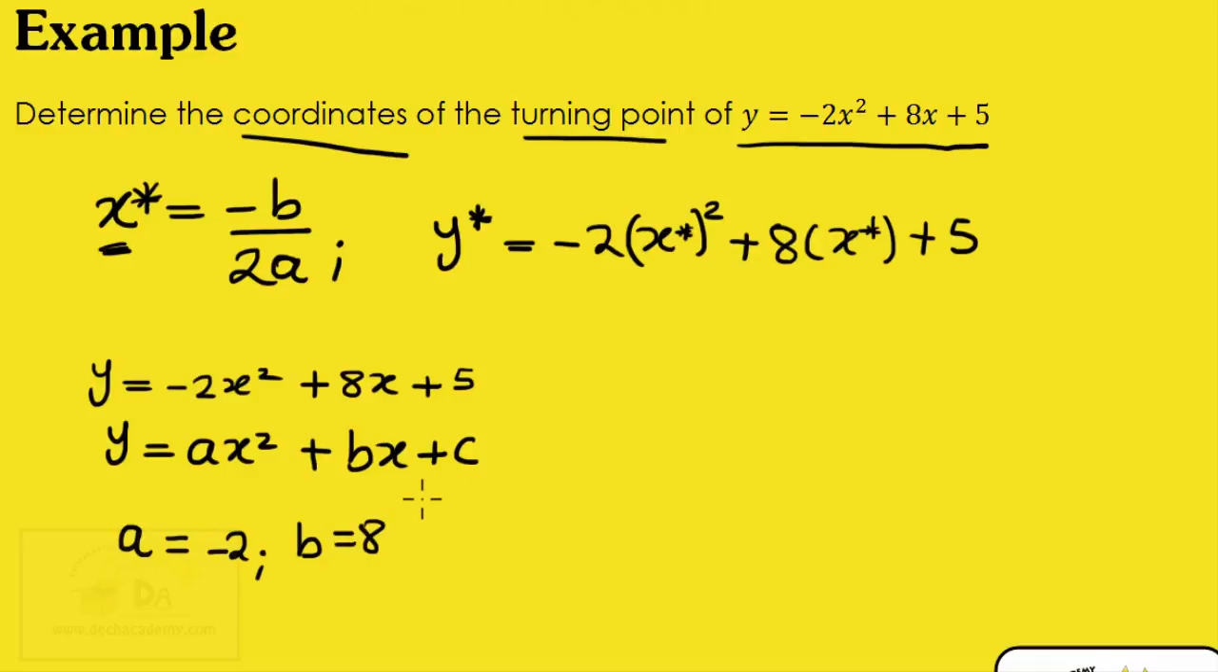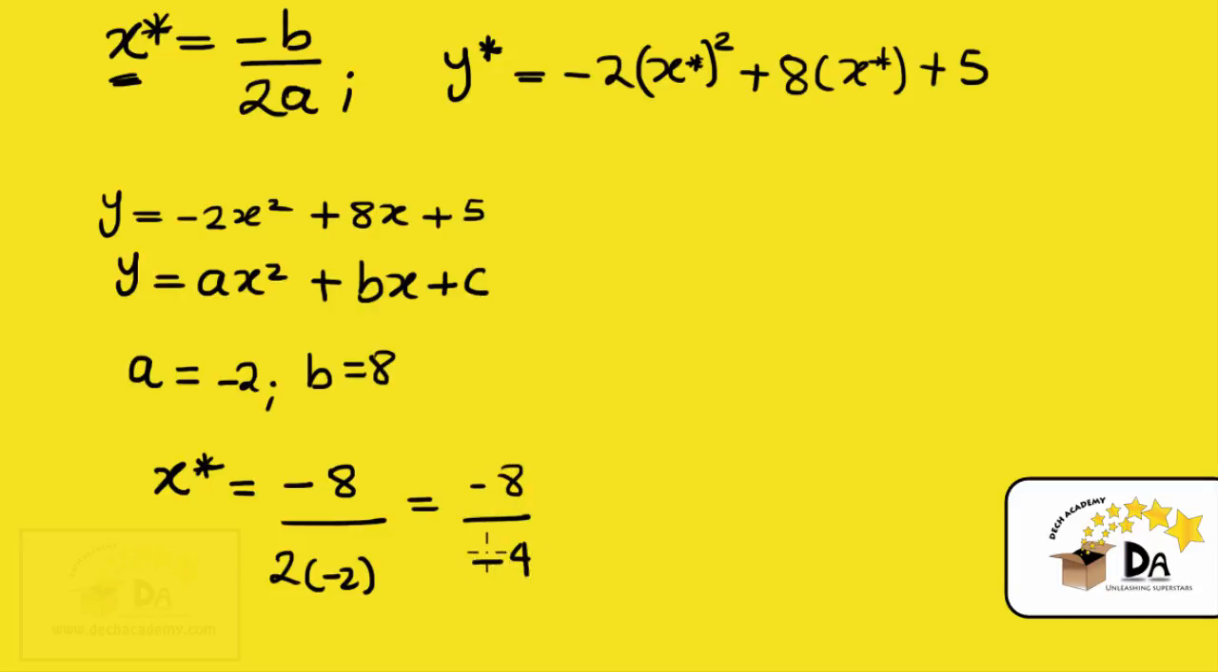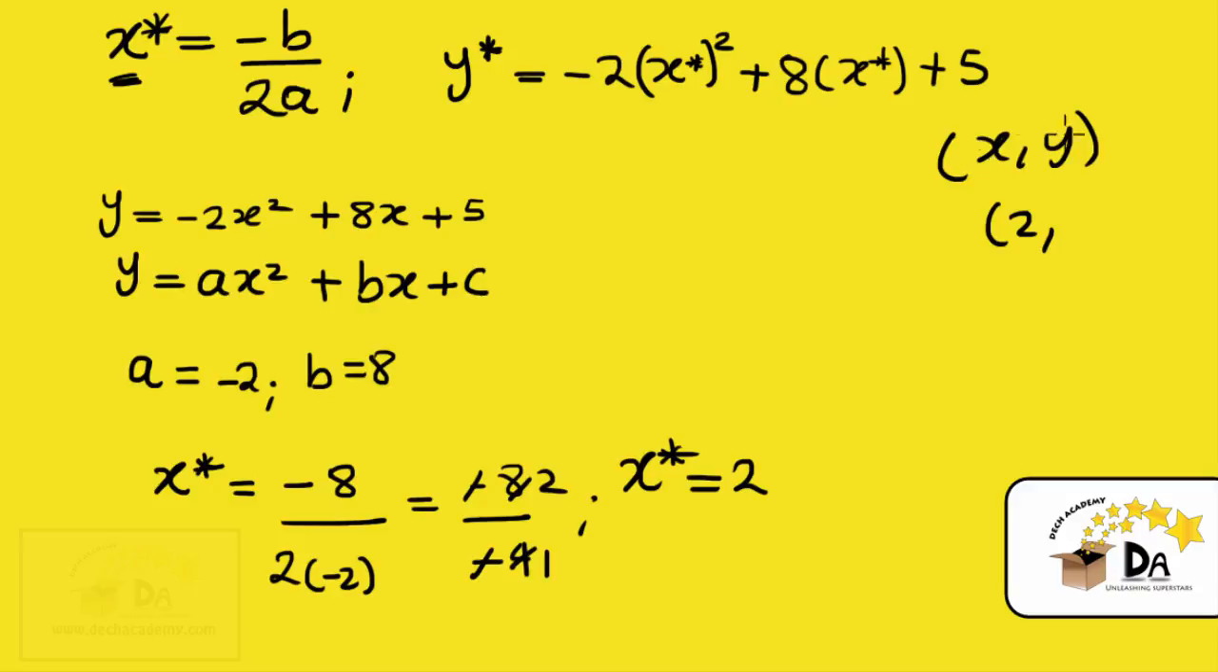Therefore, x asterisk, which is the x coordinate at the turning point, is given by minus b over 2a, minus 8 over 2 times a, minus 2, which is minus 8 divided by 2 times minus 2, so minus 4. Minus cancels minus, 4 here 1, 4 here 2. Therefore, the x coordinate of the turning point is 2. So for our coordinates, we know the x coordinate is 2. Now, what about the y coordinate? So actually, this is what we're looking for.